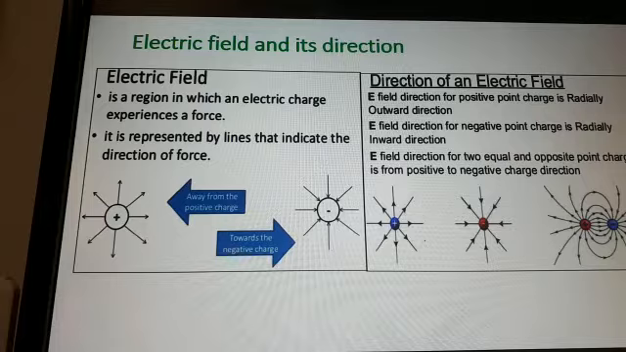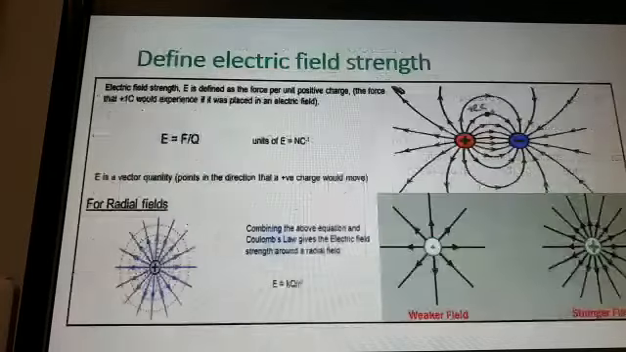This is the same as the magnetic field. In class 10 you already studied magnetic field. You draw the magnetic field lines with the two poles, north and south. If you draw the magnetic field lines from south to north, the magnetic force is always travelling towards north. Here it is the electric field, travelling from positive to negative direction. This is about electric field and direction.